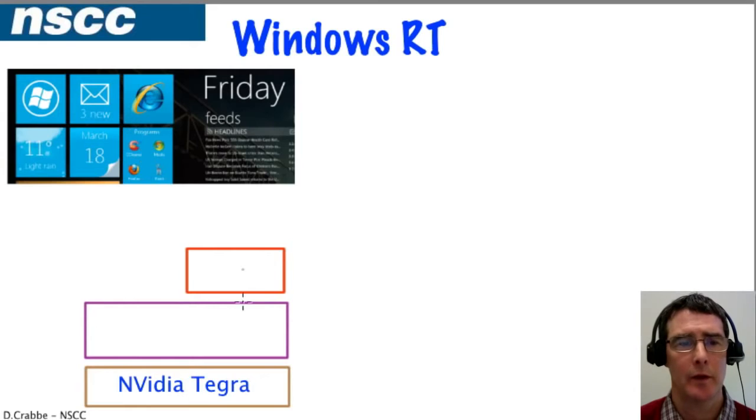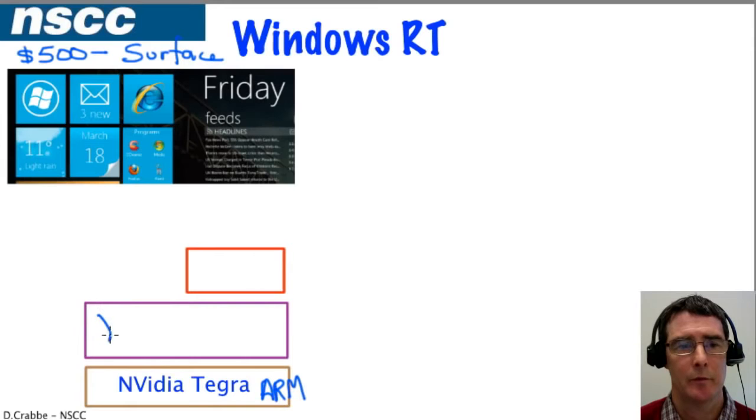So if we look at this, Windows RT is part of a new tablet system called a Microsoft Surface. So if you had a Windows Surface tablet, and they cost about $500 for this type of Surface based on Windows RT, it would have an NVIDIA Tegra or an ARM-based processor.